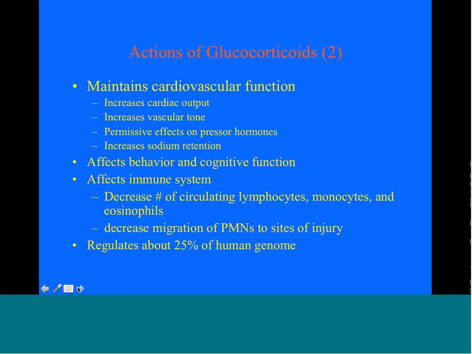They have multiple effects on behavior and cognition, and they affect the immune system. They decrease the number of circulating lymphocytes, monocytes, and eosinophils, and decrease the migration of polymorphonuclear cells to the site of injury, so therefore they usually decrease the immune system, and they regulate about 25% of the human genome, so they're extremely potent and important hormones.